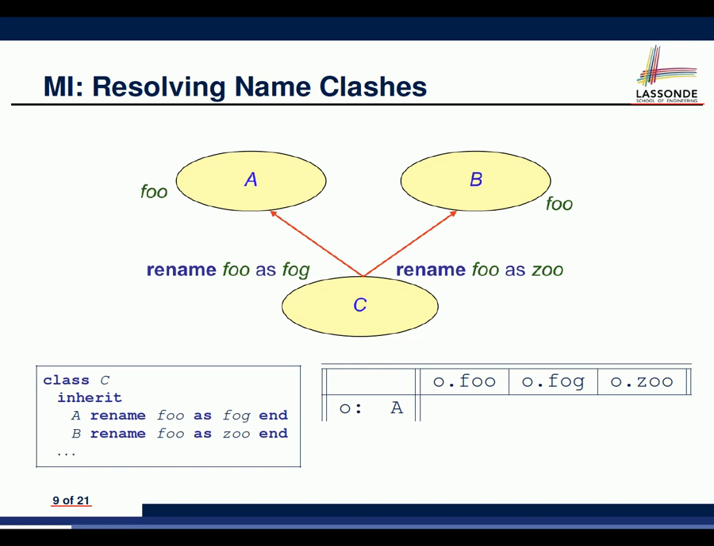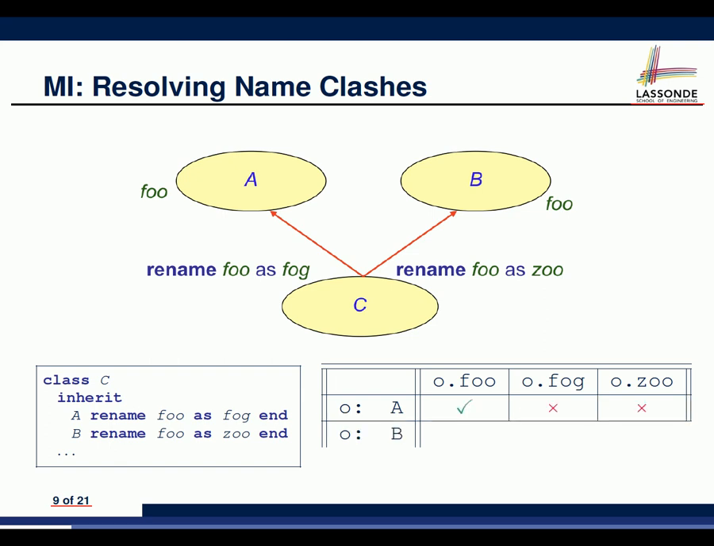Given that O is of static type A, can we say O.foo? Can we say O.fog? Can we say O.zoo? Which one compiles? Which one doesn't? Fog and zoo do not compile. Okay, sounds good. That's right, fog and zoo is not good.